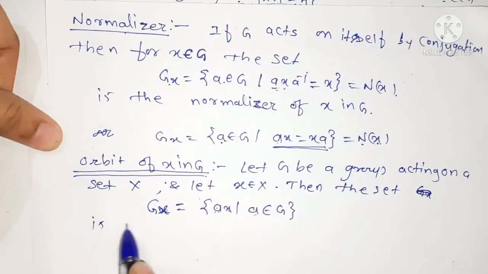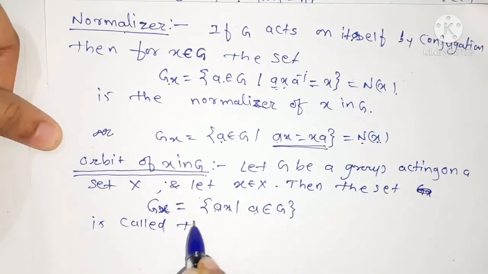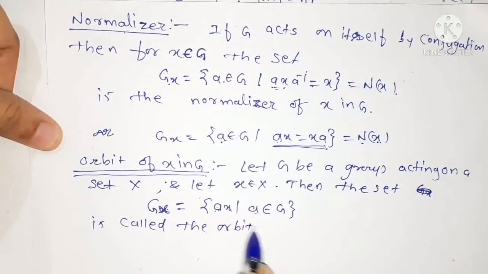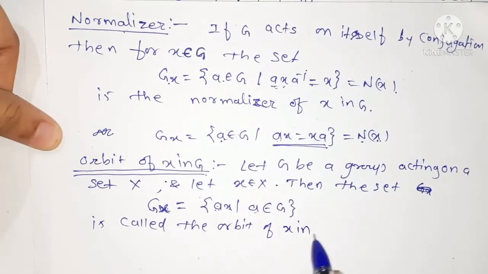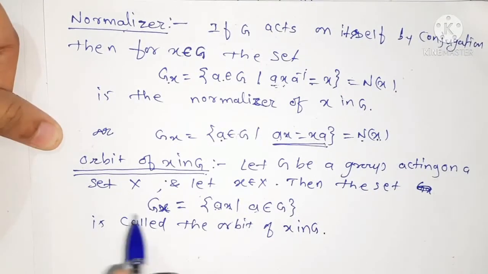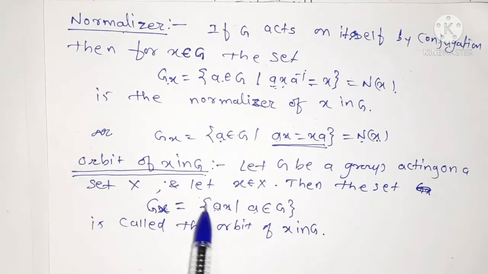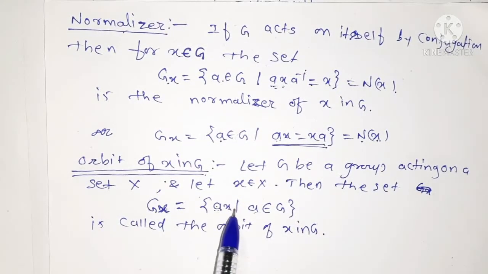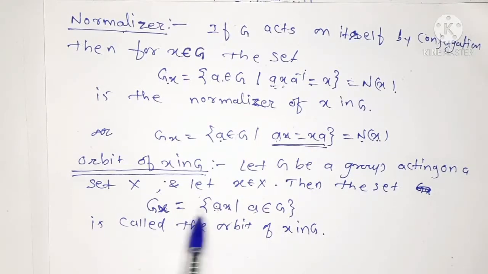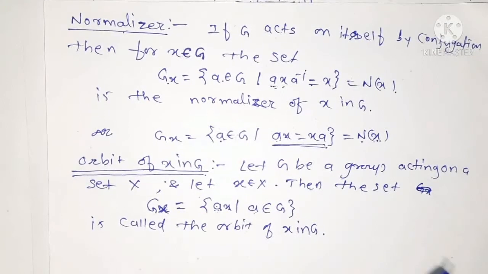Okay. So what is the orbit? The orbit is the set of all those elements we get by multiplying the elements of the group G by the element x. And this set is called the orbit of x in G.